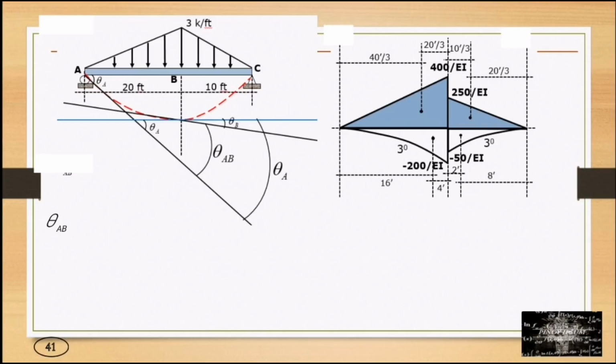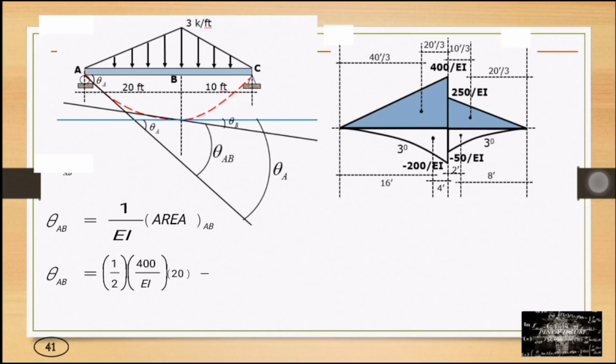Now for theta AB, it is equal to 1 over EI multiplied by the area of the moment diagram between points A and B. So theta AB is equal to 1/2 times 400 over EI times 20 minus 1/4 times 200 over EI times 20. So theta AB is equal to 3,000 over EI.